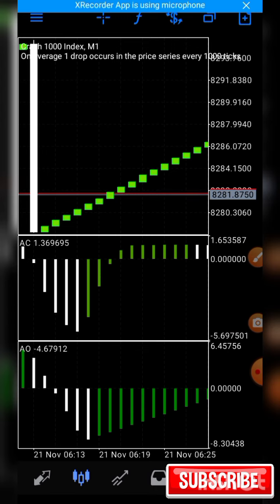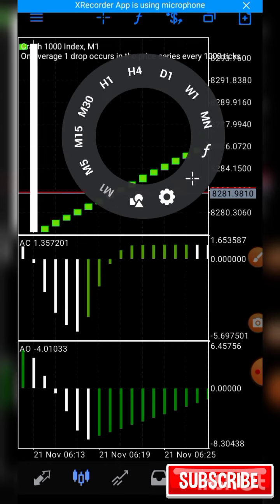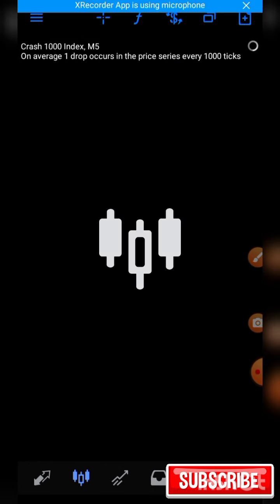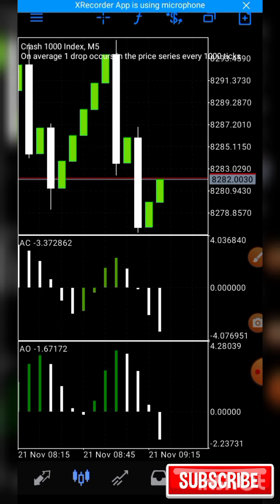Now you can trade this system with 5 minutes time frame. Now I personally trade the 5 minutes time frame. On the 5 minutes time frame, I take 10 to 15 candlesticks every time. Now let me show you. Let's go to 5 minutes time frame and see what I'm saying. Now on 5 minutes time frame, the same thing.